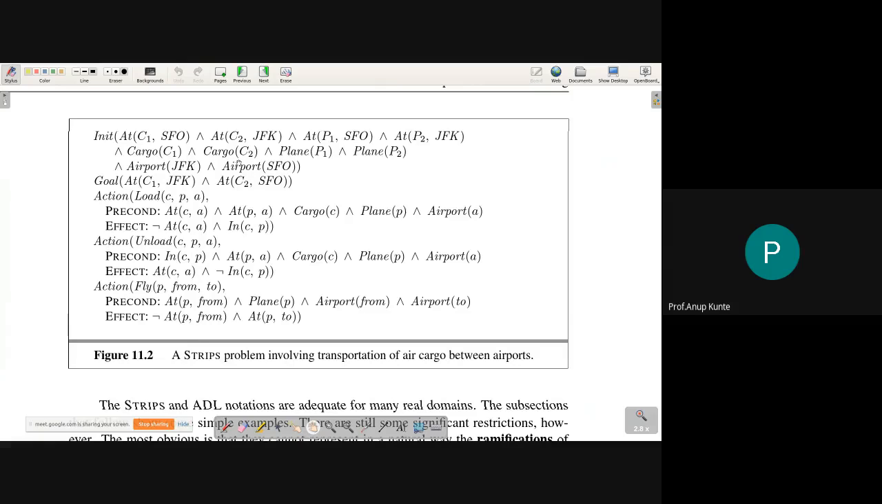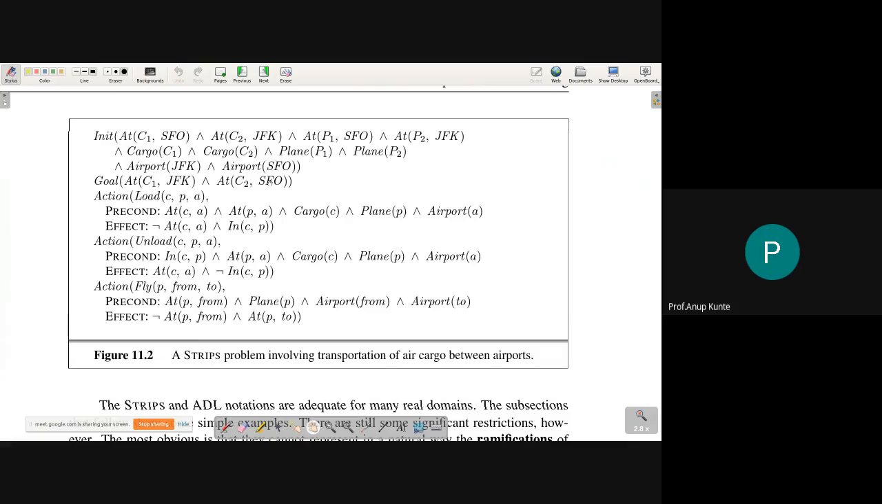Now this naturally is a cargo transportation problem. There is some cargo at a particular airport, and there is some other cargo at some other airport, and we want to move a particular cargo from one place to the other. What we want as a goal state is C1 should be at JFK. So cargo C1, which is currently at SFO, should go to JFK, and C2, the cargo which is currently at JFK, should come to SFO or San Francisco. So I need to fly cargo C1 from SFO to JFK, and cargo C2 from JFK to SFO. That is what a normal person or a human being can understand from this.